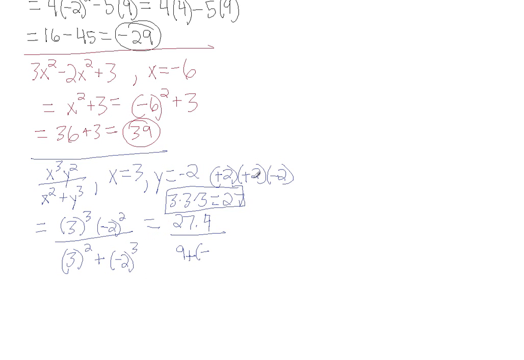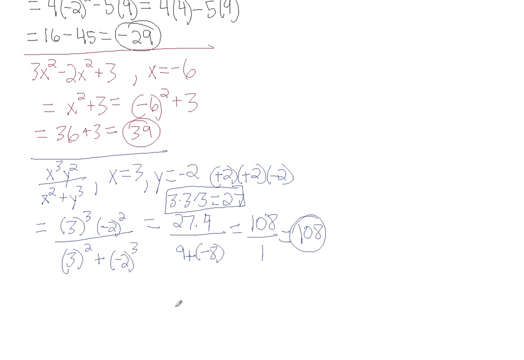So we always want to keep this in mind. 2 times 2 is 4. 4 times a -2 is -8. So -2 cubed is a -8. Okay, we can treat the numerator and denominator as separate entities. 27 times 4 is 108. And 9 plus a -8 is just 1. And 108 over 1 is simply 108.